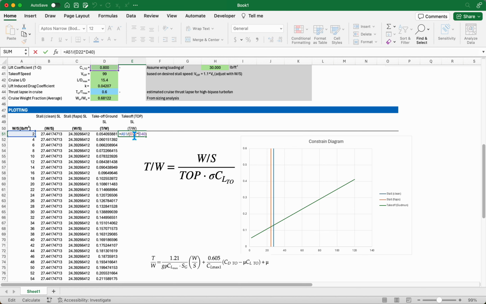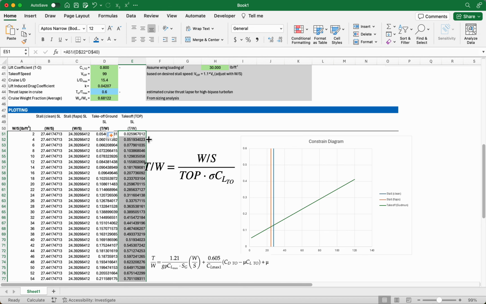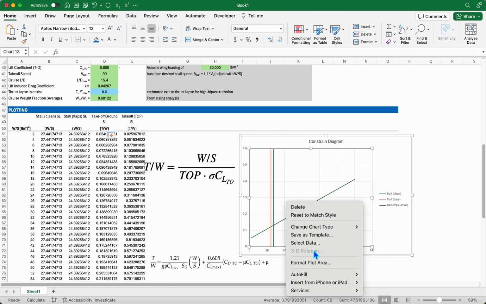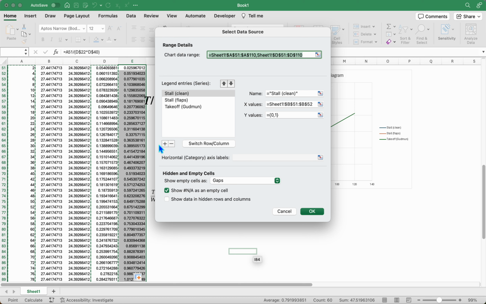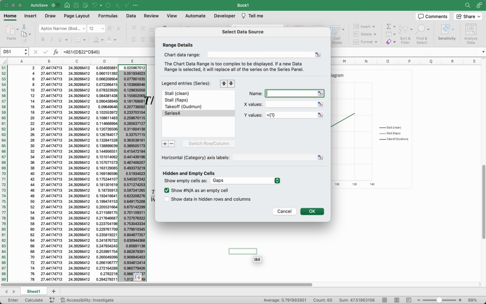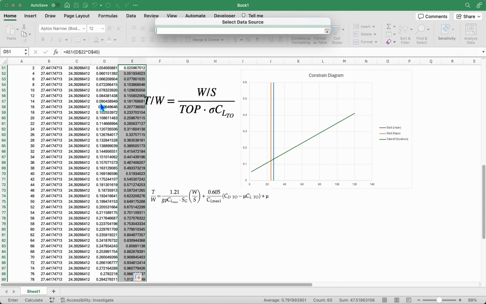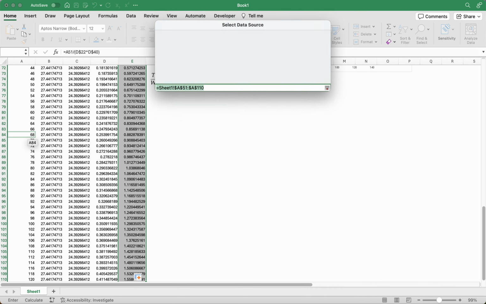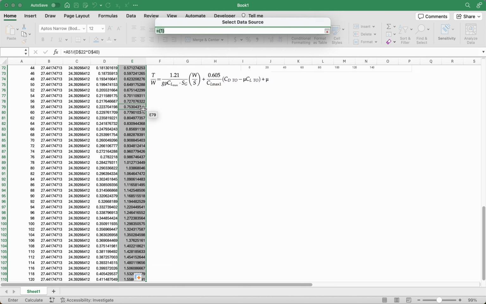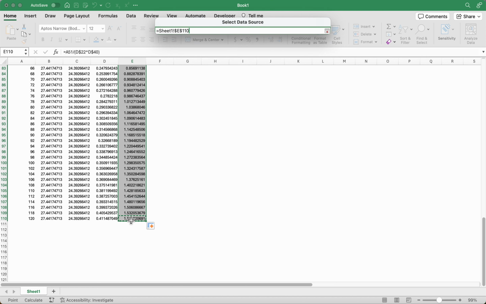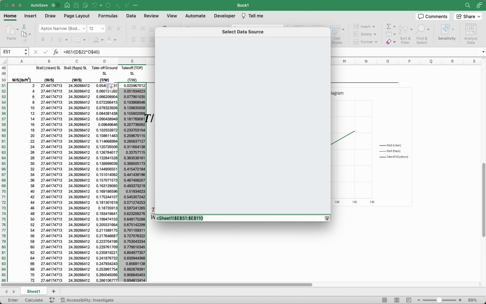And so if I copy these over, we have an equation for our line. I'm going to add this to our plot. Takeoff parameter method. We have our x values and our y values.